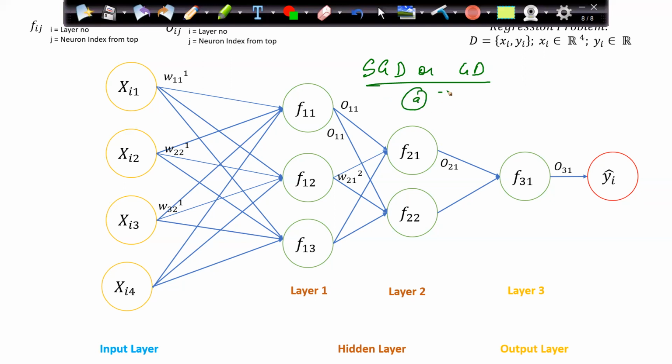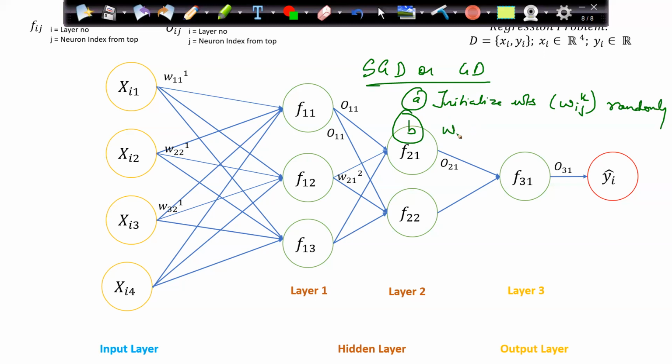So here I have to initialize my weights, which is nothing but Wij. That is randomly. That's the first step. And then I will apply gradient descent and I will update the weights.